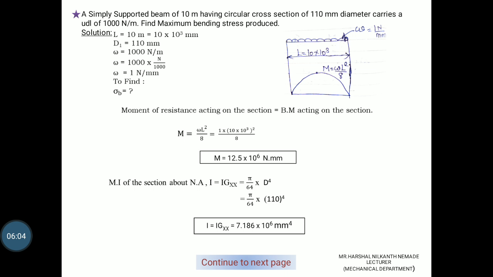Moment of inertia of the section at the neutral axis, I is equal to IGXX is equal to pi by 64 multiplied by d raised to 4. The D value is given as 110. Substitute, and you will get I is equal to IGXX is equal to 7.186 multiplied by 10 raised to 6 mm raised to 4.